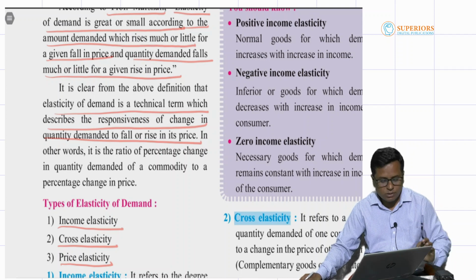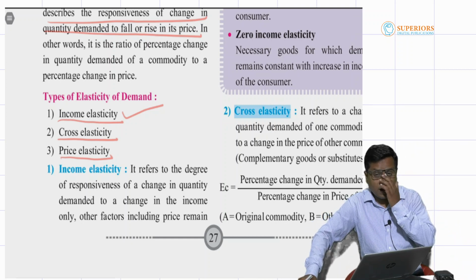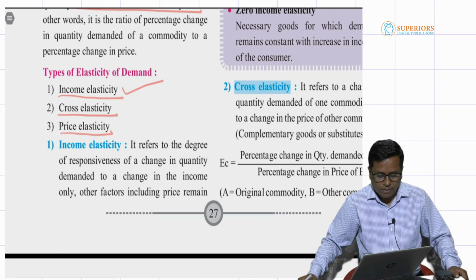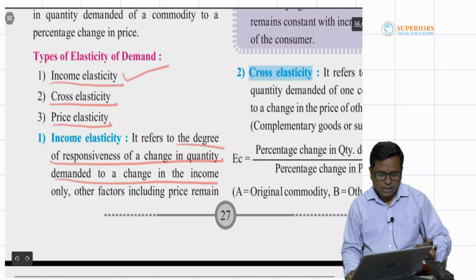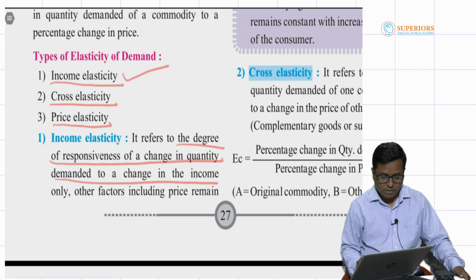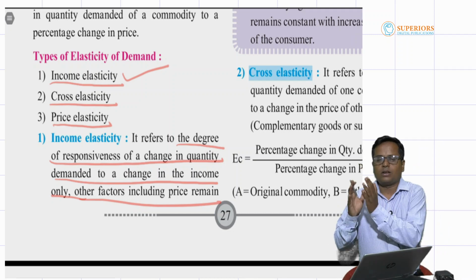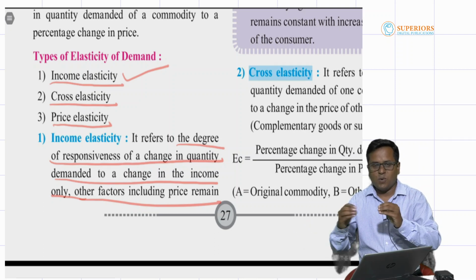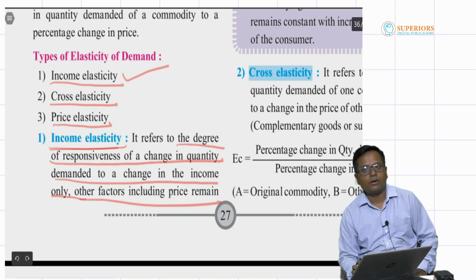So there are three types of elasticity of demand. The first type of elasticity of demand is income elasticity of demand. What is meant by income elasticity? Income elasticity of demand means the degree of responsiveness of change in quantity demanded to a change in the income of the consumer, other factors including price remaining constant. Here we are assuming that all other factors except income are remaining constant, and to the change in consumer's income, how much the demand responds, that we are going to measure in income elasticity of demand.